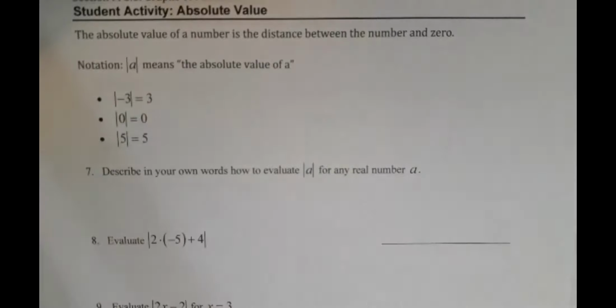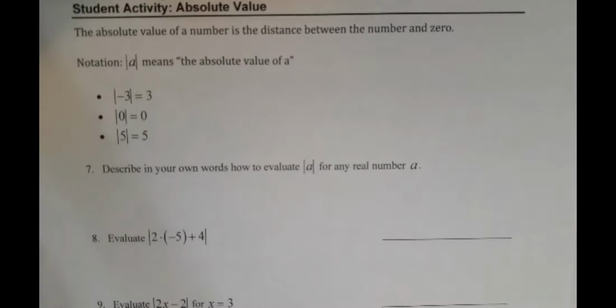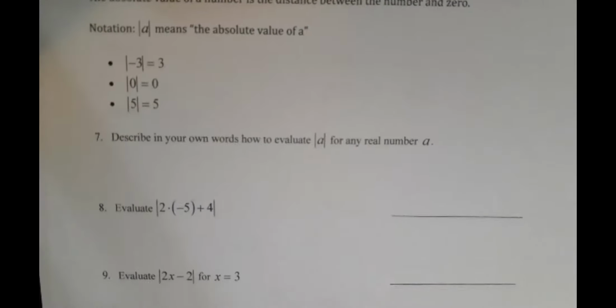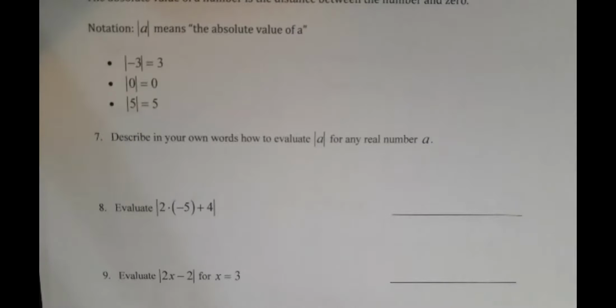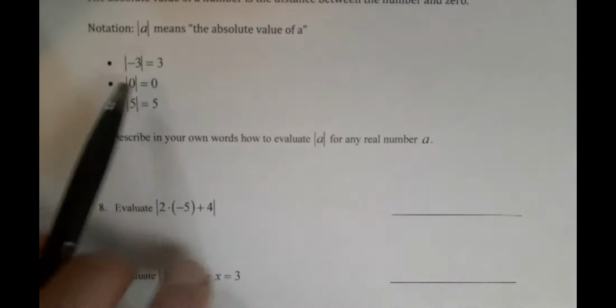And so they say the absolute value of a number. One of the ways that you can define absolute value, and this is the way that they do it, is the distance between the number and zero. The notation, absolute value of A, uses lines that mean the absolute value. So that's the notation we use.